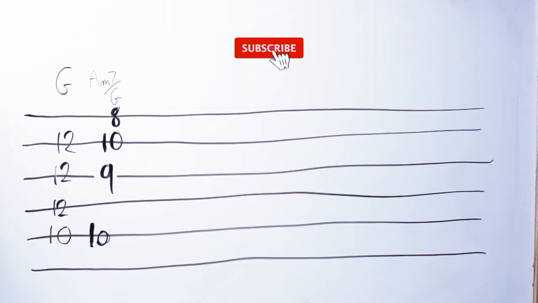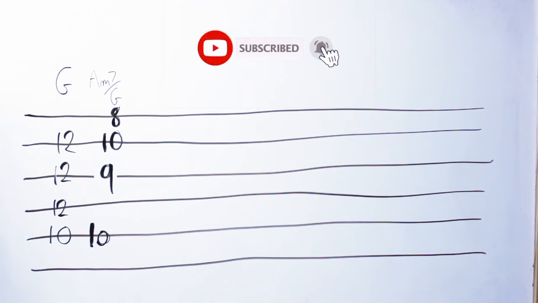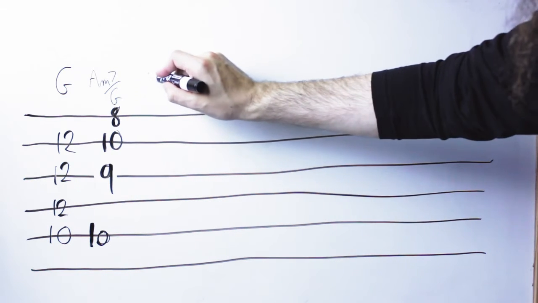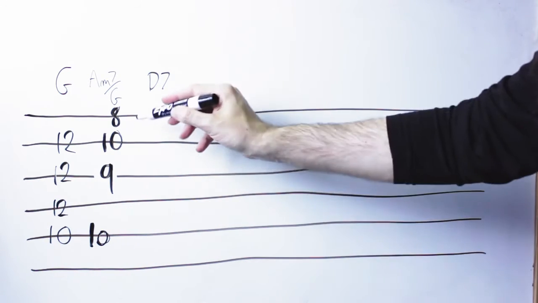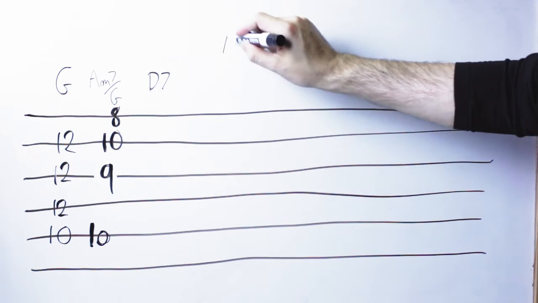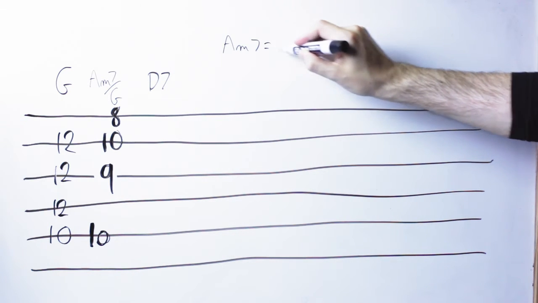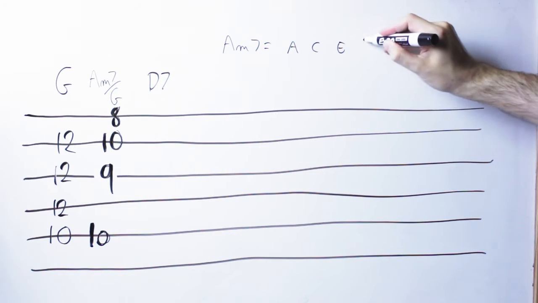A way to resolve 7th chords is to move them along the circle of 5ths. So on A minor 7, if I move along the circle of 5ths, I'm going to have a D7th chord. If I play a D7th chord and I try to make every single voice move as little as possible, what happens is this. The A minor 7th chord has the notes A, C, E, G.